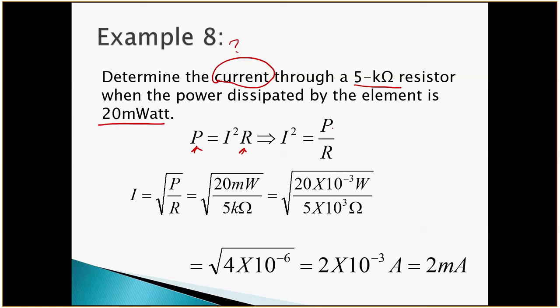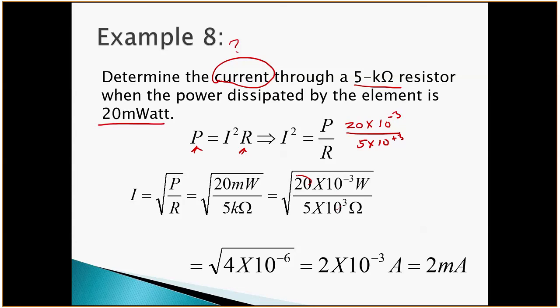I squared is equal to P over R, and the power was 20 milliwatts, 20 times 10 to the minus 3. And the resistance is 5,000, 5 times 10 to the plus 3. And so I also can take the square root on both sides and solve directly for I. So here's my 20 milliwatts. There's my 5K ohms. 20 times 10 to the minus 3 divided by 5 times 10 to the plus 3.